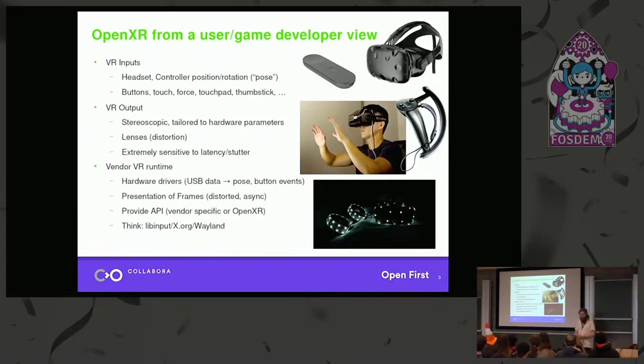And recently, Khronos released OpenXR, which is a standardized API that hopefully soon every vendor will implement. I will go into a little bit of detail about the current situation on a later slide. So we can think of a vendor VR runtime as the rendering input stack like libinput or Xorg or Wayland compositor, but specifically for VR hardware.